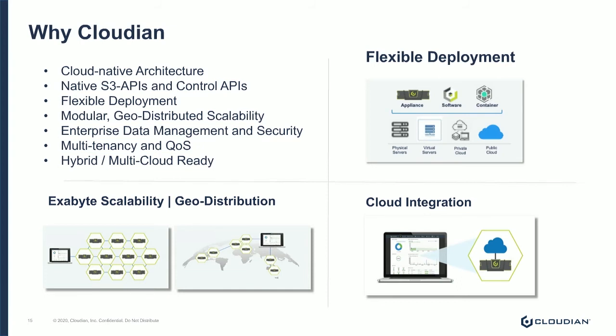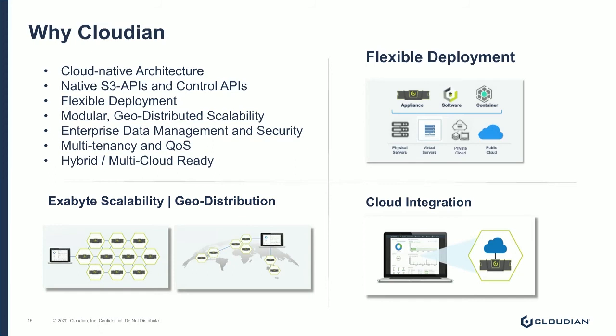Cloudian is a cloud-native architecture with native implementation of S3 APIs. So it's an API-based access system where you can build your private cloud. You have flexible deployments. You can deploy this as pre-certified appliances. You can deploy it as true software-defined storage on any third-party hardware, whether it's physical servers, virtual servers, private cloud, public cloud, or you can deploy it as containers or within the container ecosystem.